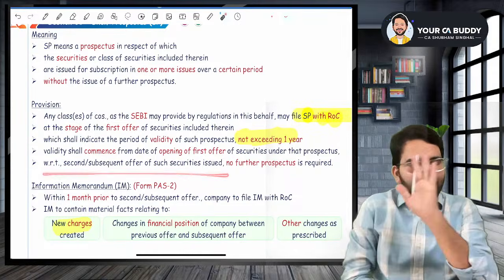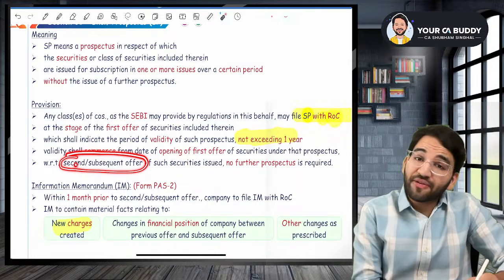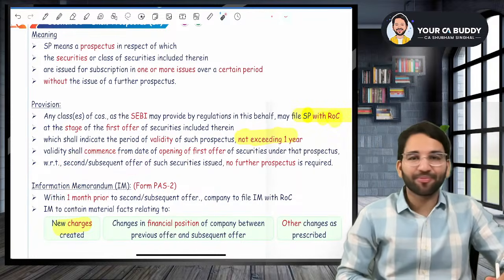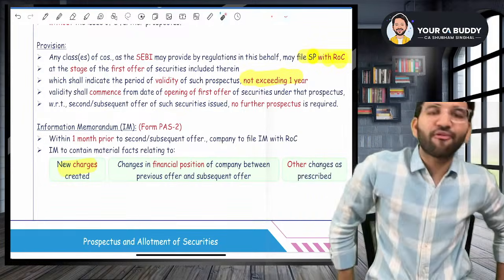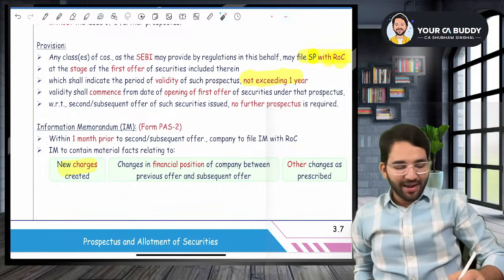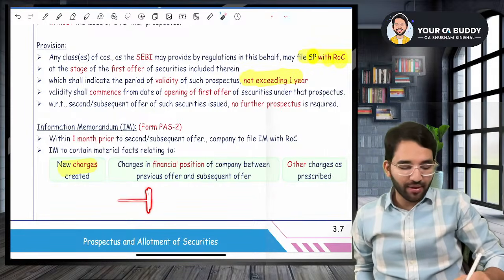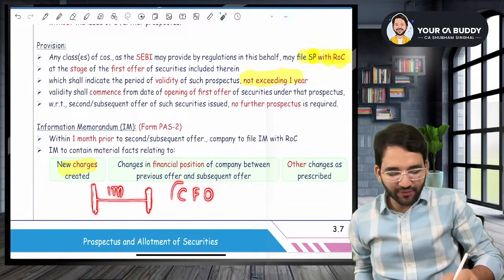But sir, a further prospectus is not required. But when you are going for a second or subsequent offer, you will need a different document, which is the information memorandum, which will be in form PAS2. What about PAS2? PAS2 basically says that whenever you are going for a second or subsequent offer, 1 month prior to that offer, you will have to give details of the CFO.